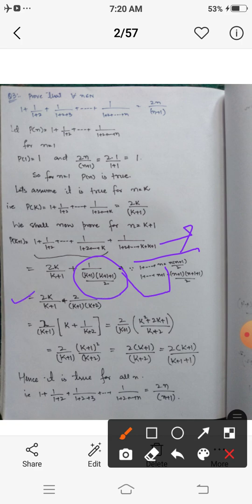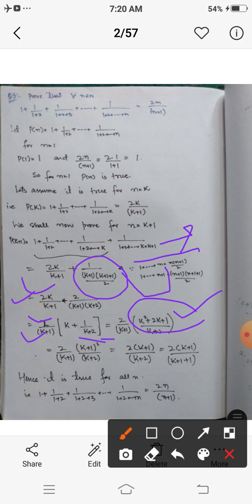Or it is 2k upon k plus 1 plus 2 upon (k plus 1)(k plus 2). Now taking common terms out from this, 2 is common, k plus 1 in the denominator is common, so we are left with k plus 1 upon k plus 2, that is simply after cross multiplication k square plus 2k plus 1 upon k plus 2. Now k square plus 2k plus 1 is simply k plus 1 whole square.